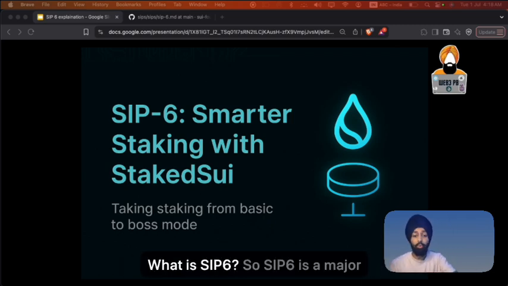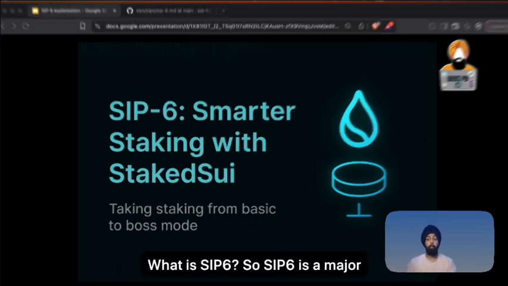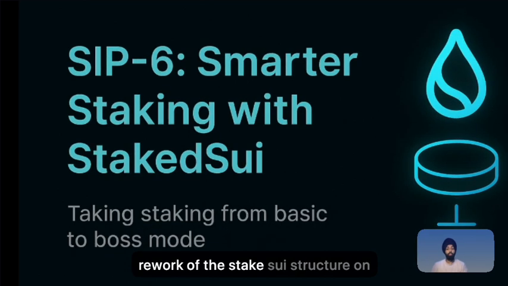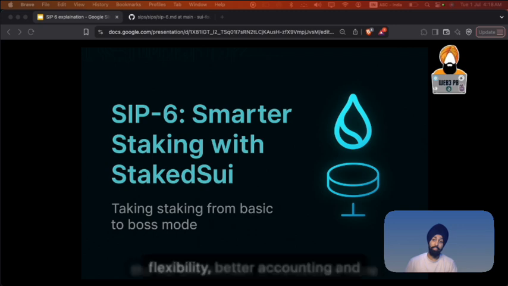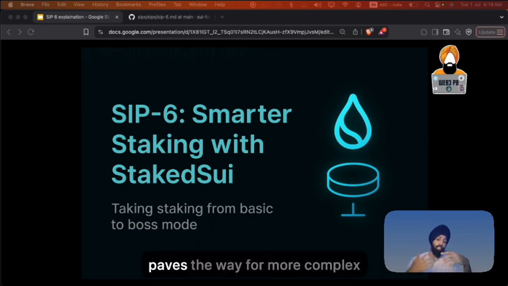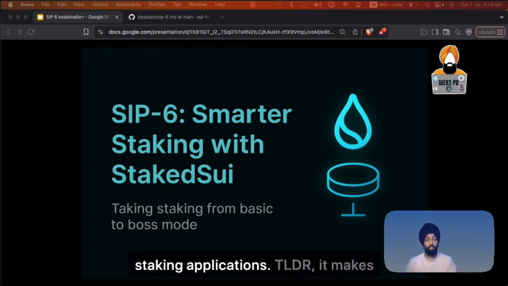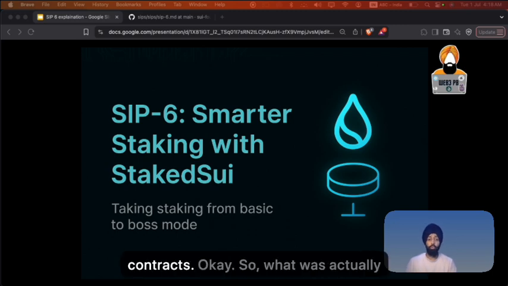What is SIP6? SIP6 is a major rework of the StakedSui structure on the Sui blockchain. It introduces more flexibility, better accounting, and paves the way for more complex staking applications. TLDR, it makes staking smarter, easier to track, and friendlier to both humans and smart contracts.